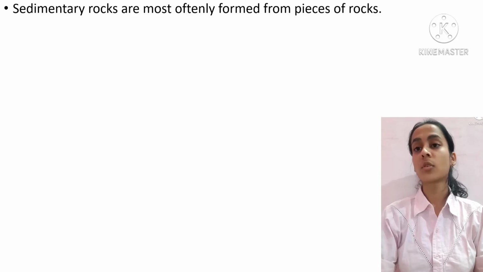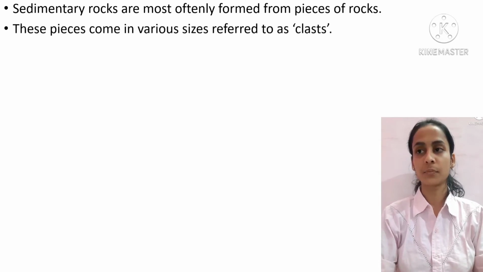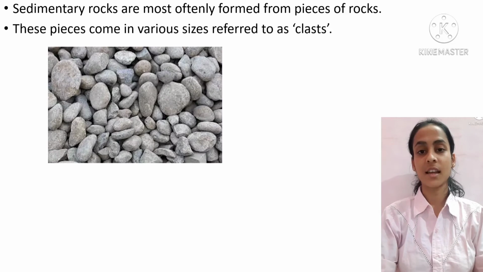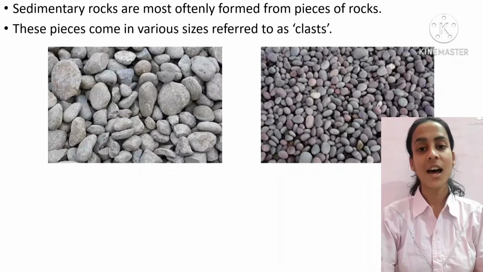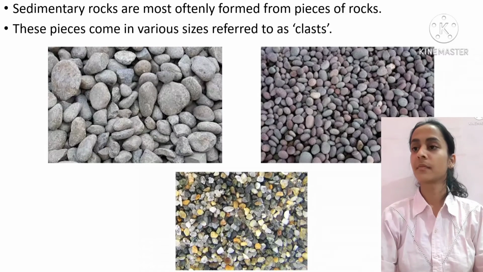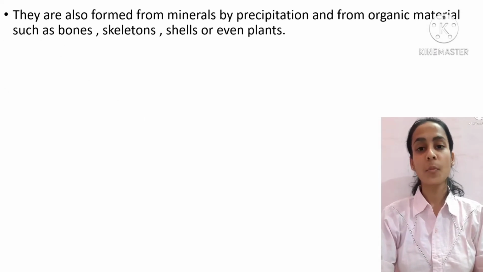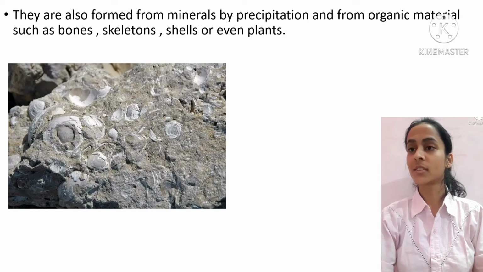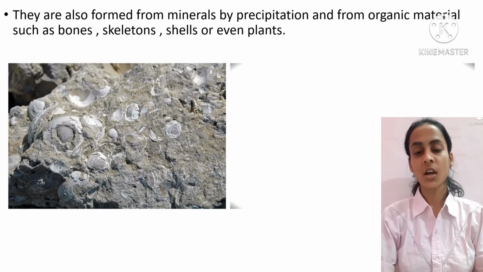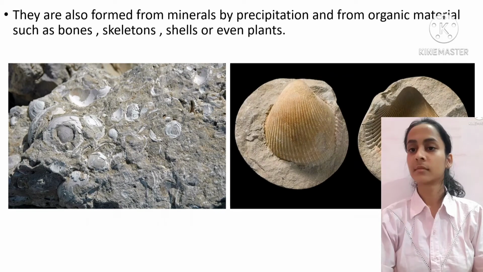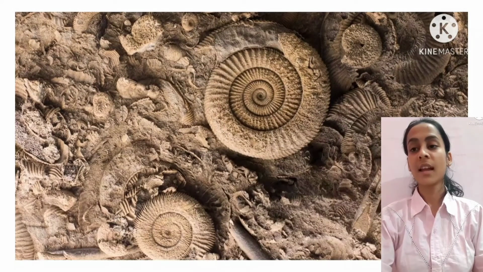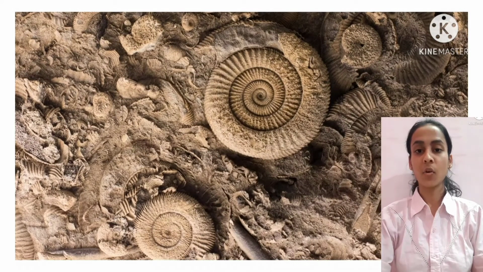Sedimentary rocks are most often formed from pieces of rocks. These pieces come in various sizes and are referred to as clasts. Sedimentary rocks are also formed from minerals, by precipitation, and from organic material such as bones, skeletons, shells or even plants. This is an example of a fossil in a sedimentary rock. It is called fossiliferous limestone.